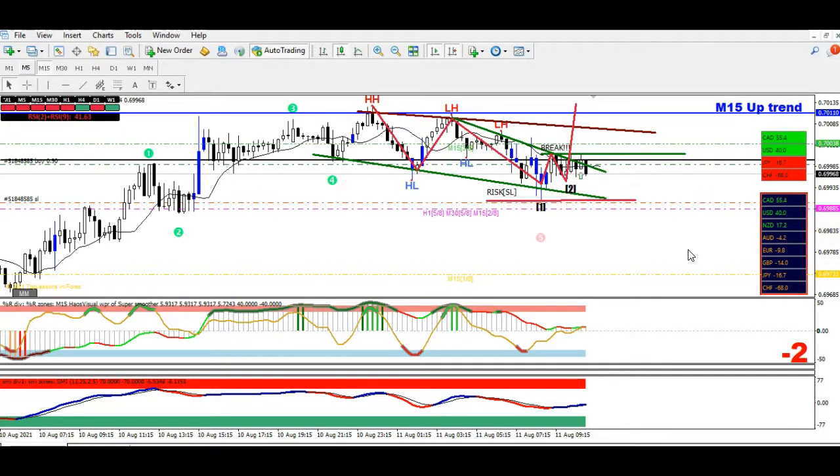And if you learn about the psychology of the market, the amateurs are very active at the beginning of the week, and the professionals come in at the middle of the week and trade against the amateurs.